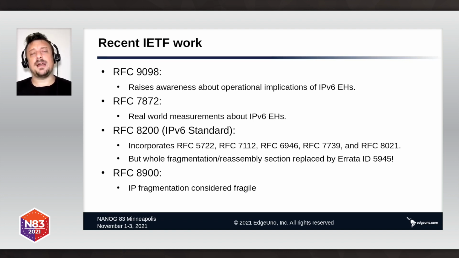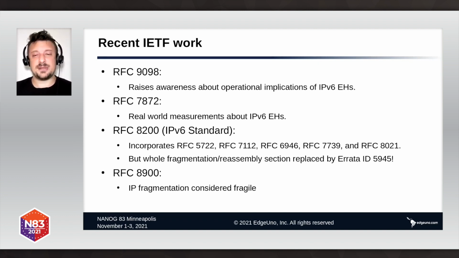If you look at RFC 8200, which is the last revision of the IPv6 standard, there's a lot of work or changes associated with extension headers. Among other things, this RFC incorporates the contents of many other RFCs, 5722, 7112, and others, which had changed or modified aspects regarding how extension headers are processed.